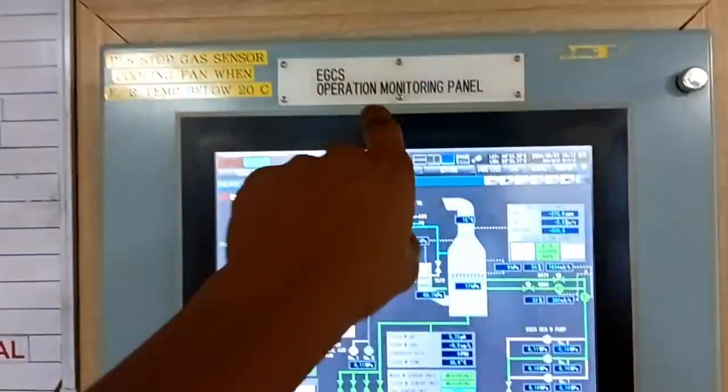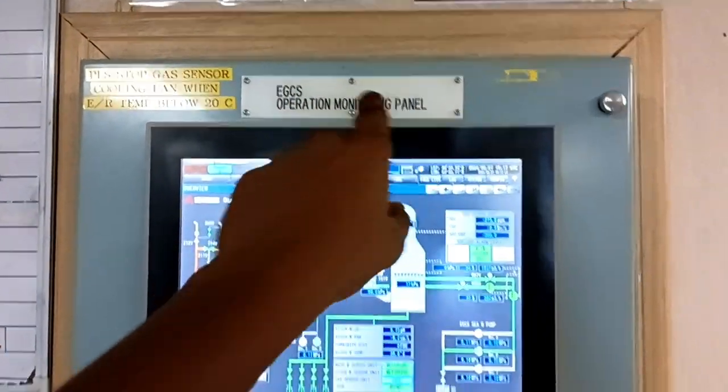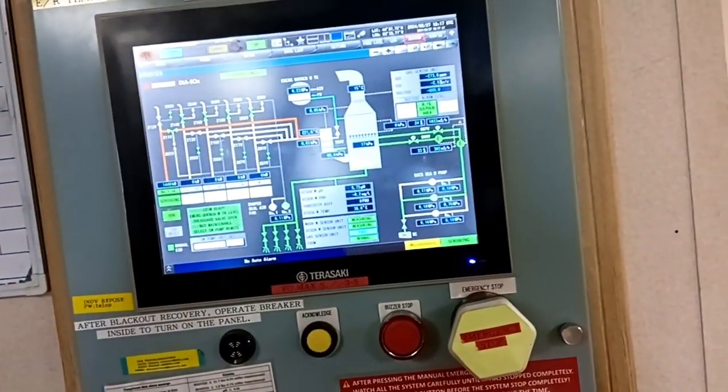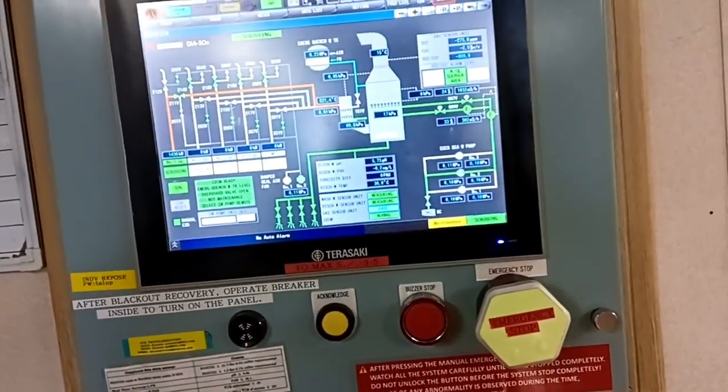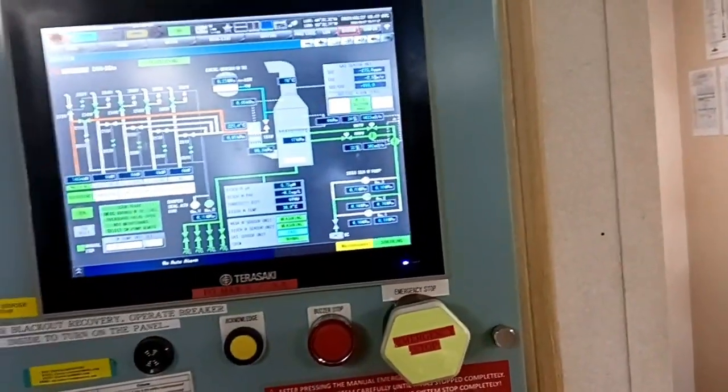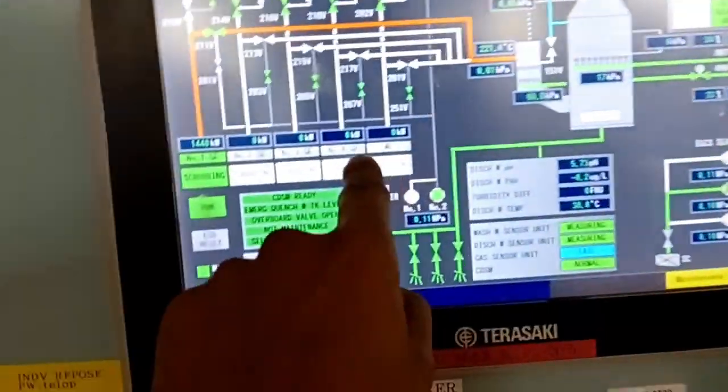Hello everyone. Today I am facing a problem in the EGCS operating monitoring panel and main control panel. The problem was that the load of the number 4 DG is not showing in the panel. So I can show that.